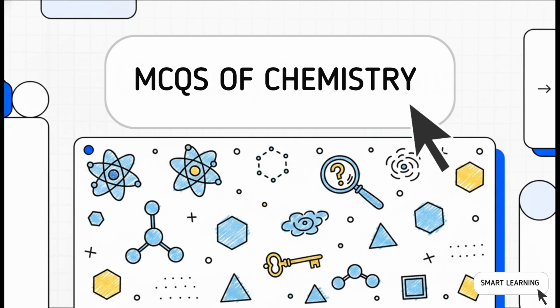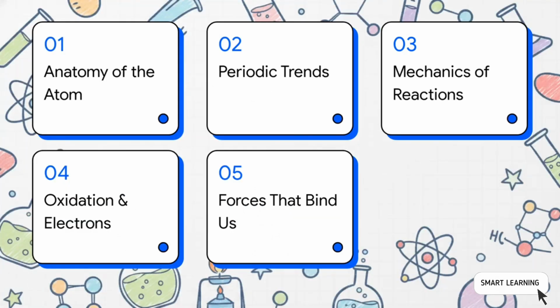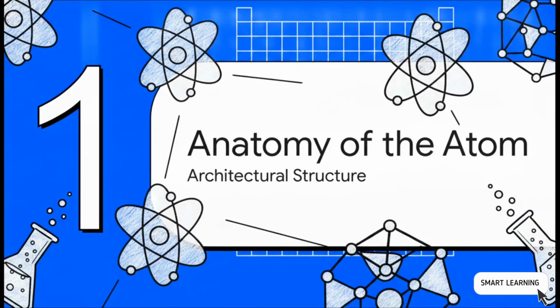Let's get into it. Okay, here's our roadmap for today. We're structurally breaking these questions down into 5 core pillars. 1. Anatomy of the atom. 2. Decoding periodic trends. 3. The mechanics of reactions. 4. Oxidation and electrons. And finally, 5. Forces that bind us. Section 1. Anatomy of the atom. Architectural structure.